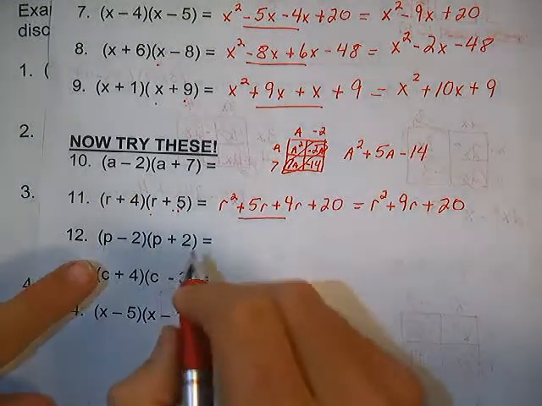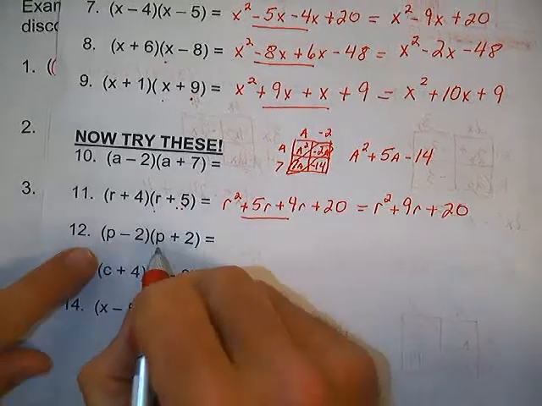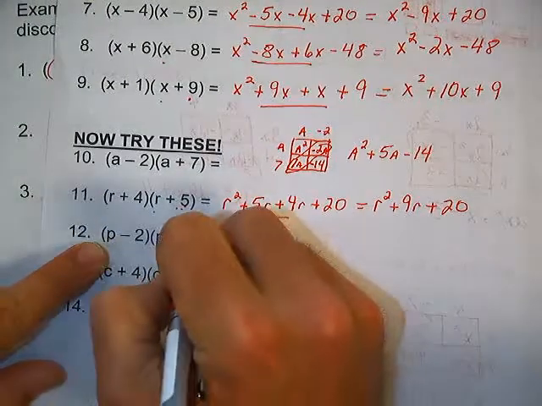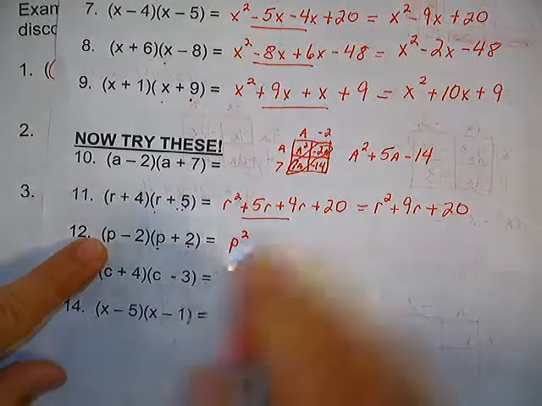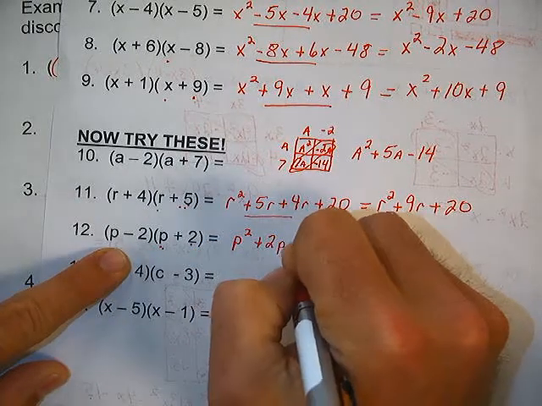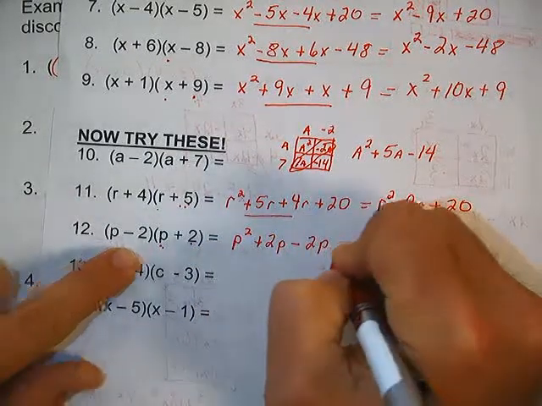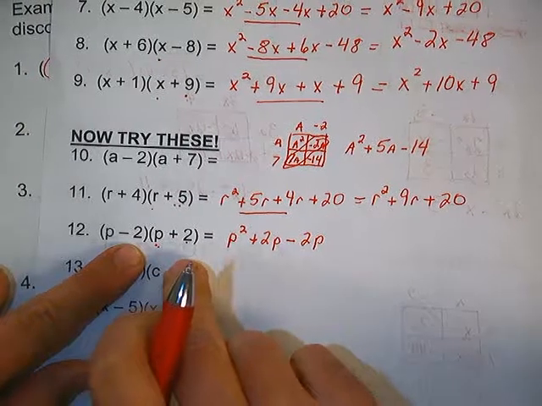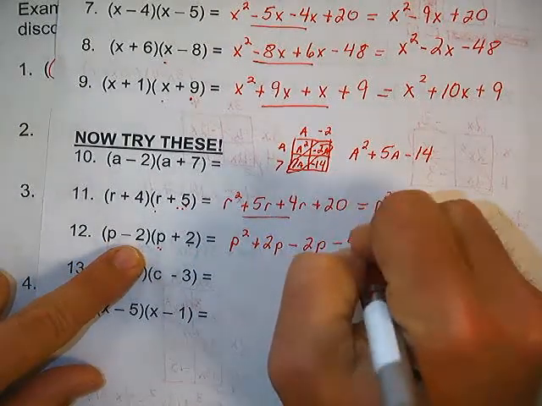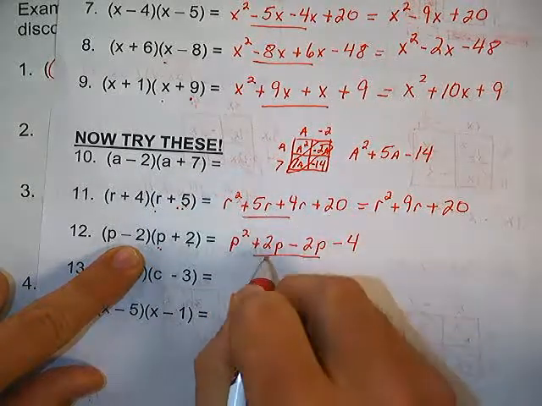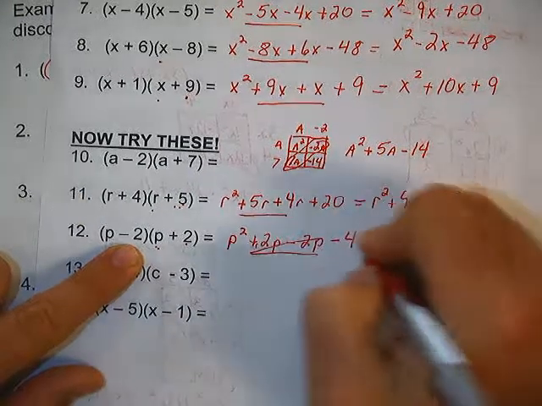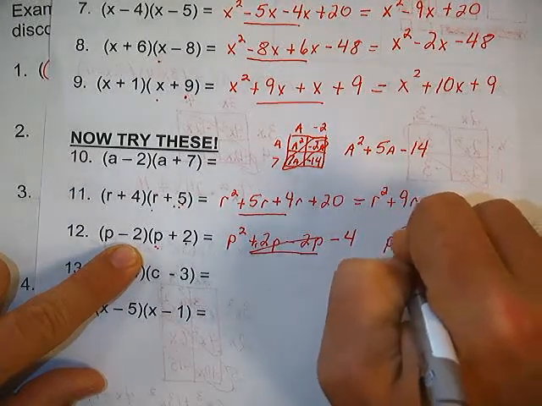Okay. On 12, I'll use the FOIL again. First, p times p. P squared. Outer is 2 times p, 2p. Inner, negative 2 times p is negative 2p. And last, negative 2 times 2 is negative 4. Combine like terms. 2 minus 2 is 0. So all we have left is p squared minus 4.